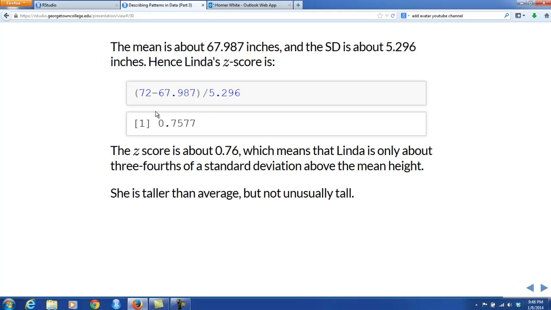So to get Linda's z-score, you can just use R like a calculator. Here's the x of 72. Here's the x bar that was provided by favstats. And here's the standard deviation provided by favstats. Divide that standard deviation into the difference, and you've got about 0.75. So the z-score is about 0.75, or really 0.76 if you round it off well. So this means that Linda is only about 3/4 of a standard deviation above the mean height for Georgetown College students. She has a positive z-score, so she's taller than average, but she's not really unusually tall.